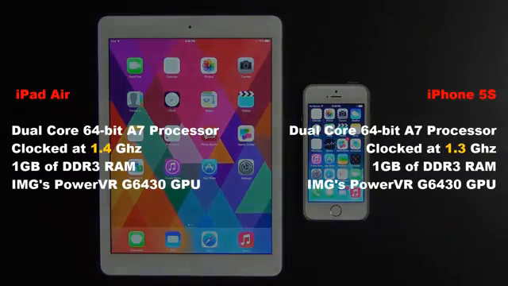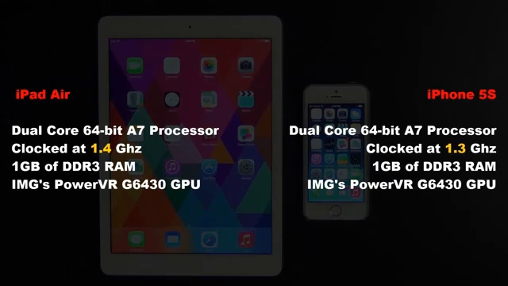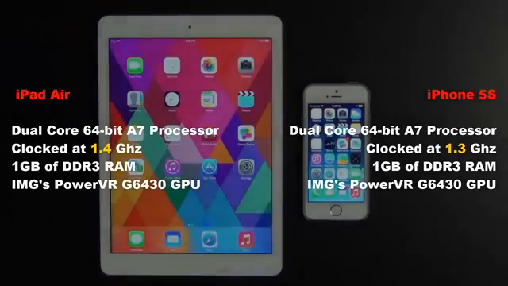Before we start, let me give you a quick summary on the specs on each of these guys. So the iPad Air has a dual-core 64-bit A7 processor clocked at 1.4 GHz, and it also has 1 GB of DDR3 RAM. The iPhone 5S also has a dual-core 64-bit A7 processor. The only difference is it is clocked at 1.3 GHz. It still has 1 GB of DDR3 RAM, and both iPad Air and iPhone 5S have IMG's PowerVR G6430 GPU.